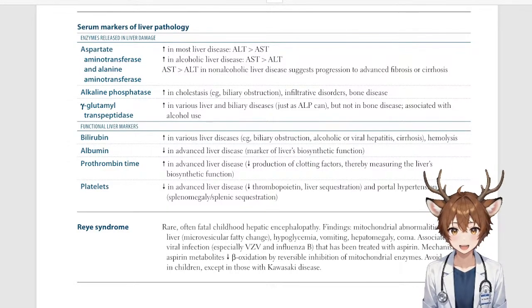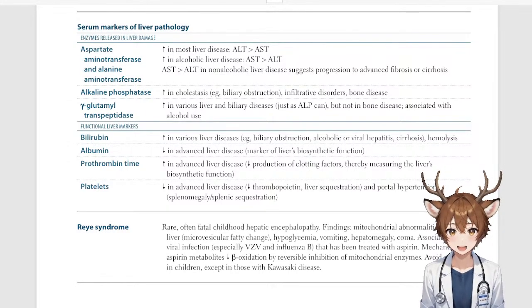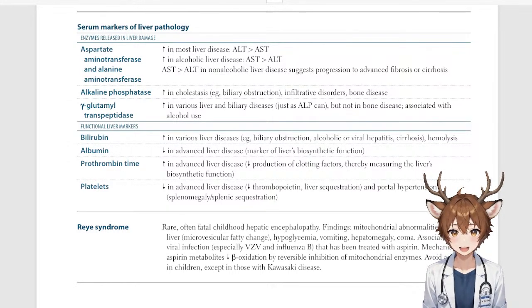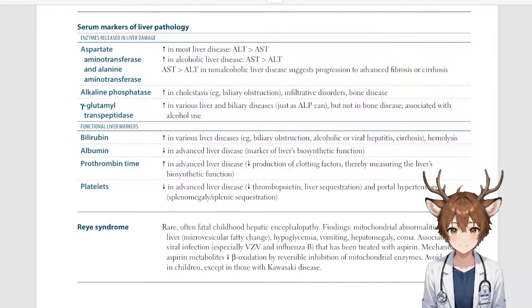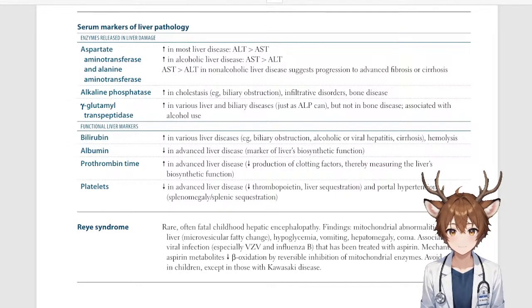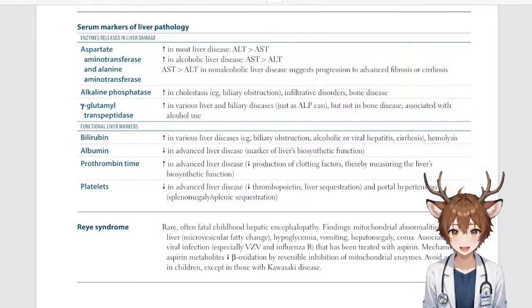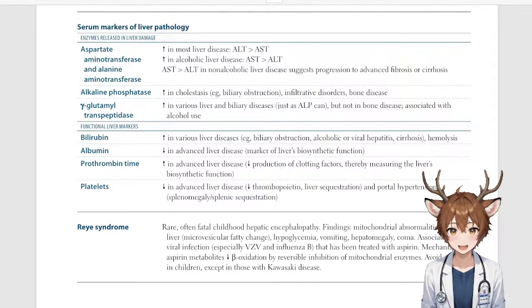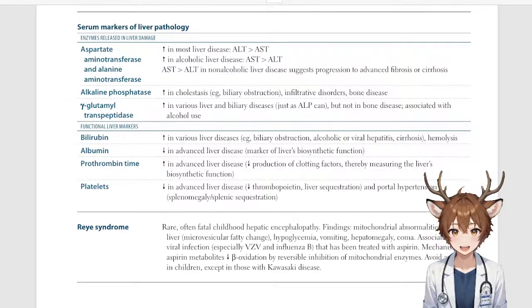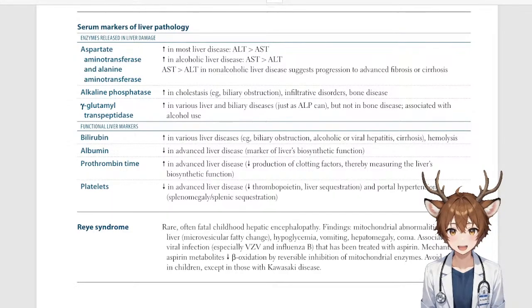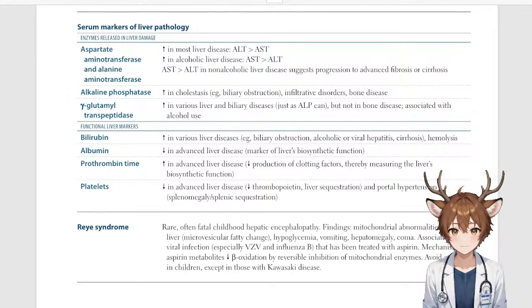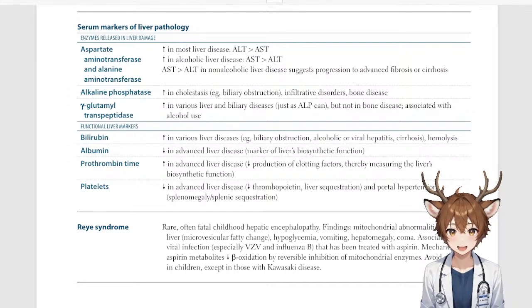What about functional liver markers? It makes a little bit more sense. Bilirubin is increased in various liver diseases like biliary obstruction, alcoholic or viral hepatitis, cirrhosis, and hemolysis. When bilirubin is elevated, you're either breaking down RBCs, which is hemolysis, or you have a liver disease of some kind.